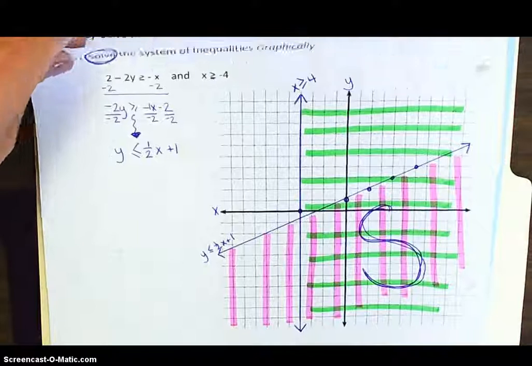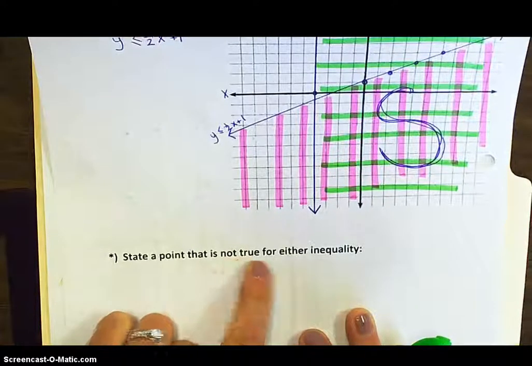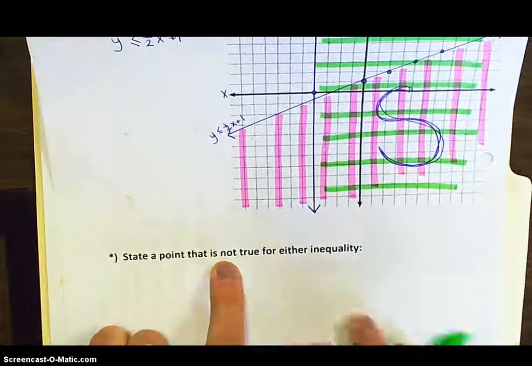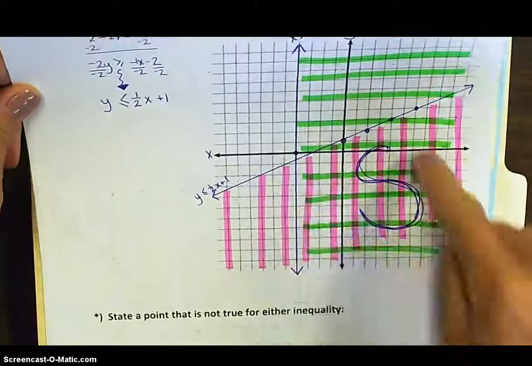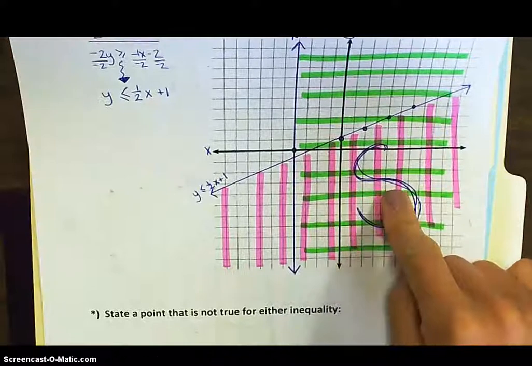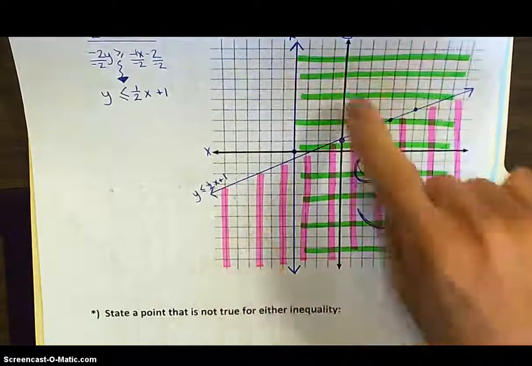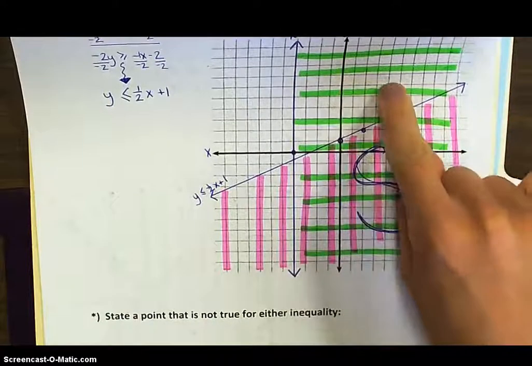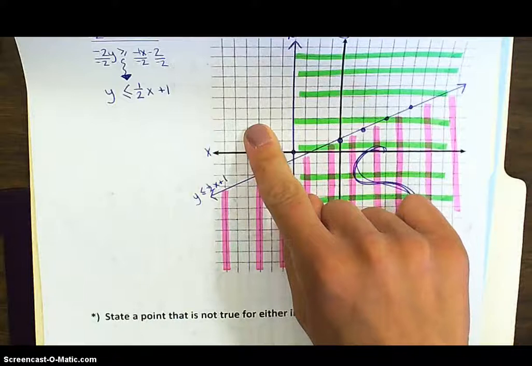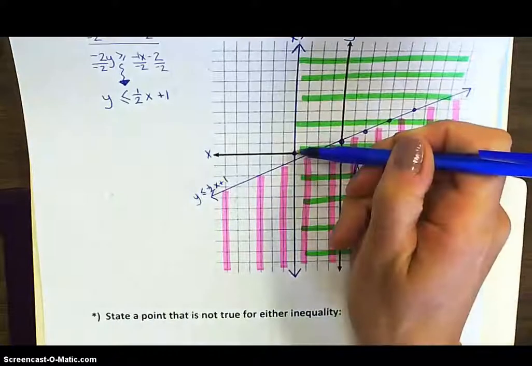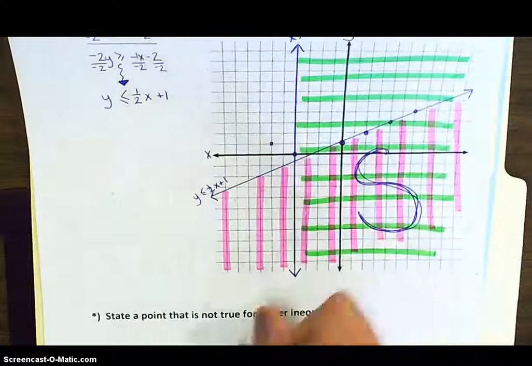All right, our follow-up question here for this one. State a point that is not true for either inequality. So if I pick a point in my S, that's true for both. If I pick a point here, that means it's true for only the pink. If I pick a point here, it's true for only the green. Now this one has no shading, so that means it's not true for either one. So let's go ahead and pick a point there. I'm going to go ahead and pick -2, 1.